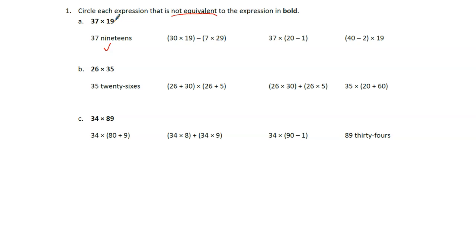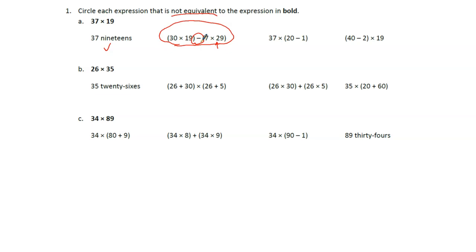Now, let's take a look here. We see that we have 37 19s, and here we have 30 times 19 minus 7 times 29. So we know that that is not equivalent to 37 19s. For one example, we could just point right to that tens place. That's not going to be 19 sets of 7. And in this case, we would need to have an addition instead of that subtraction sign for it to be equivalent.